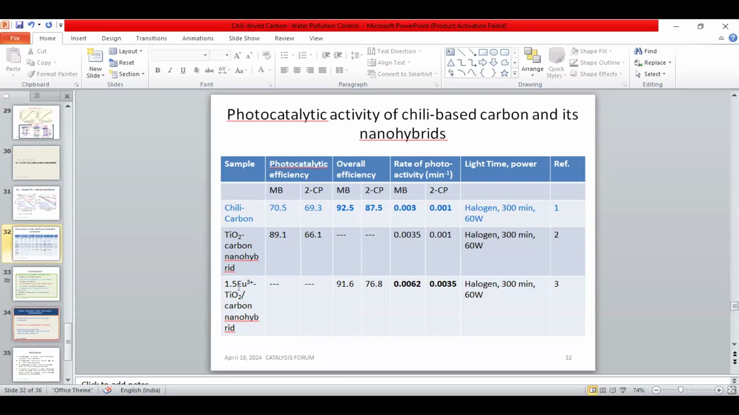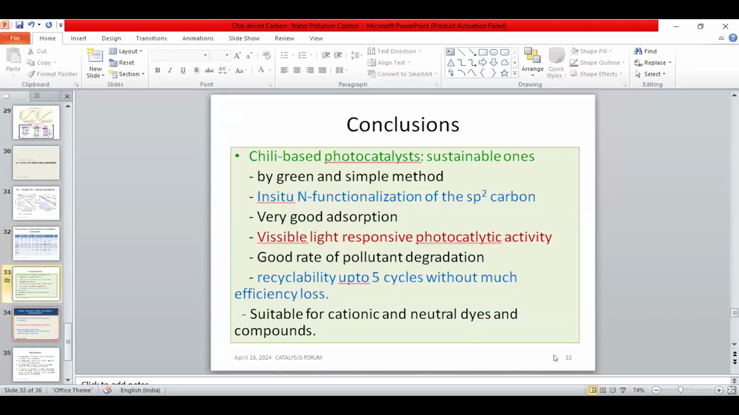So this europium, which goes onto the TiO2 surface, increases the light absorption, as well as enhances the photon, electron, and charge separation, so that we can have a higher rate of degradation.